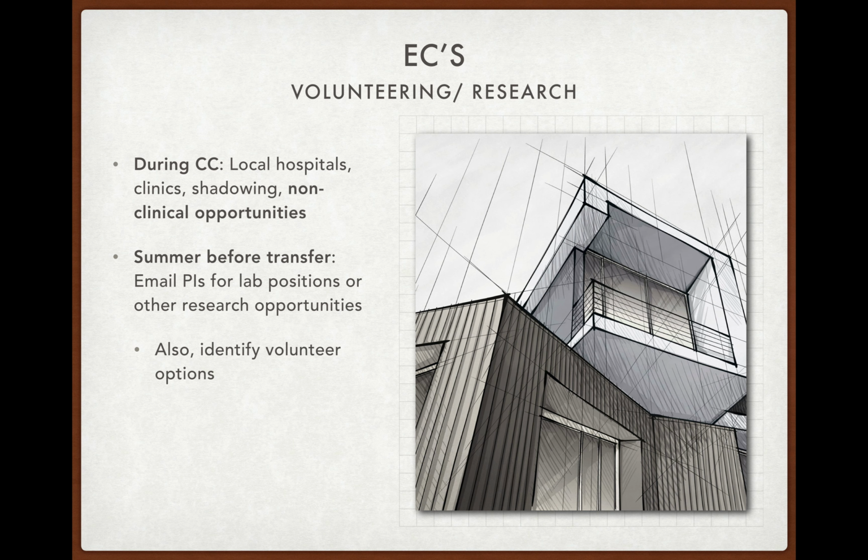So the summer before you transfer from your community college, you want to start emailing PIs, or principal investigators, for lab positions or other research opportunities. It doesn't necessarily need to be a wet lab. You don't have to do wet lab research for your research experience to get into medical school. It can be any kind of research that you're interested in, but you should be aiming to get a publication. So you should make that clear with your PIs after you meet with them. But priority is just to email a lot of PIs the summer before you transfer, and see if you can set up meetings for when you essentially arrive on campus and hit the ground running.